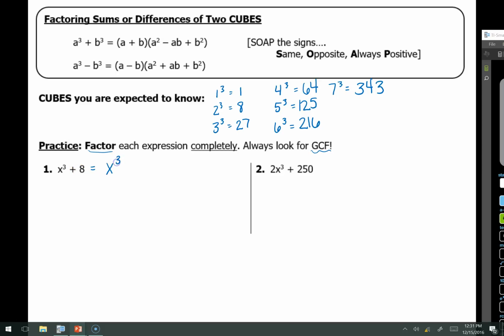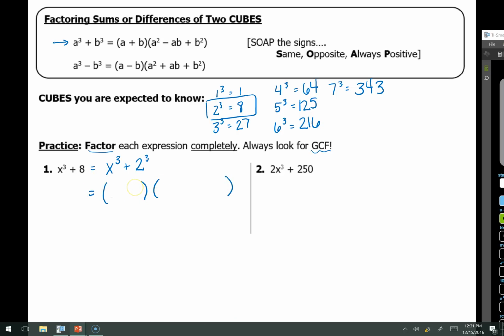So if I rewrite this as x to the third plus 2 to the third, because 2 to the third is equal to 8, this now is just like the sum of two cubes, which we just learned the SOAP method for. So we're going to factor this by applying that SOAP method. I'm going to draw my two sets of parentheses.